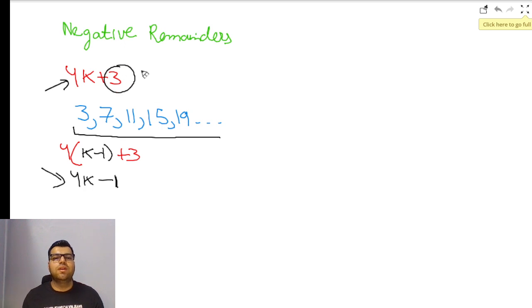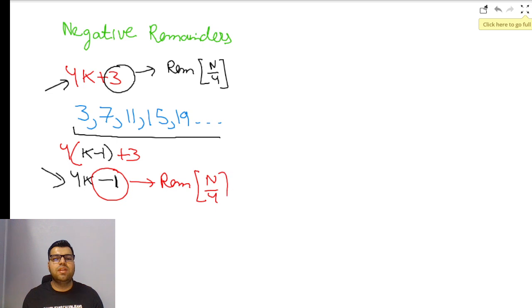So what was 3 over here? 3 was the remainder of our number with 4. Similarly, I can say minus 1 is the remainder of our number with 4. So basically, if a certain number n, like 3, 7, 11, 15, 19, gives the remainder of 3 with 4, then you can equivalently say that it gives the remainder of minus 1 with 4.